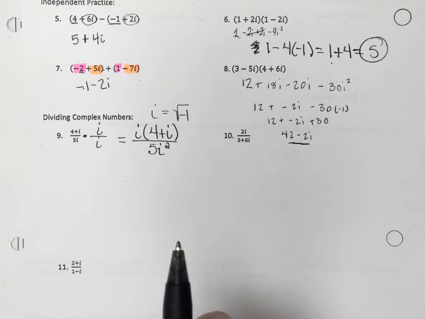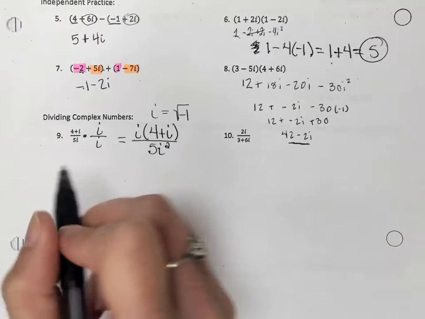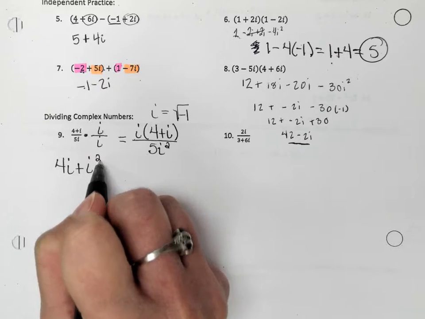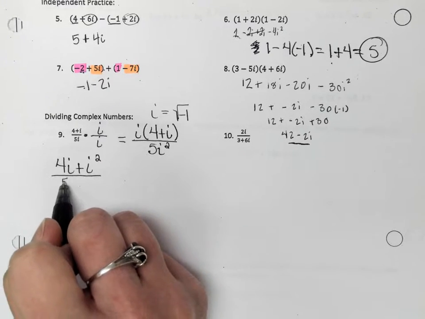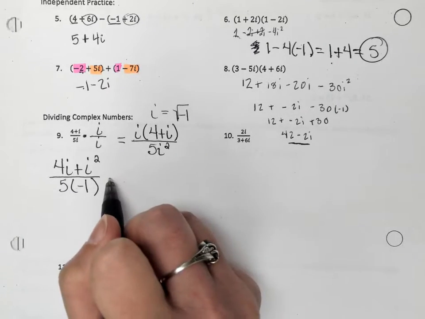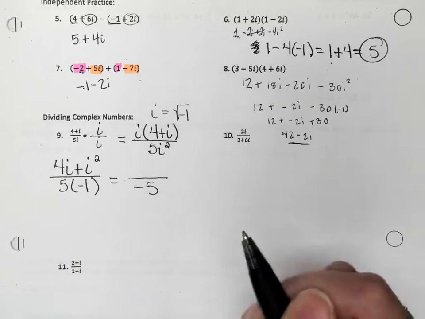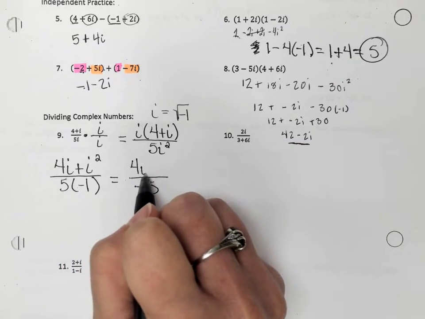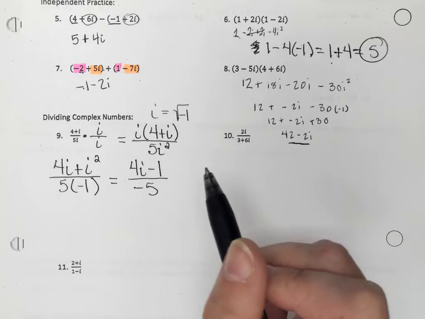You okay with that? So now what can I do? I can multiply this i, right? Distribute it. So that'll be 4i plus i squared over 5 times negative 1 is negative 5. There you go. If you can go ahead and say negative 5, do it. I need to write the steps for some people. All right, what else can I do? The i squared right here becomes negative 1, right? So this is 4i minus 1. Can I do anything else?